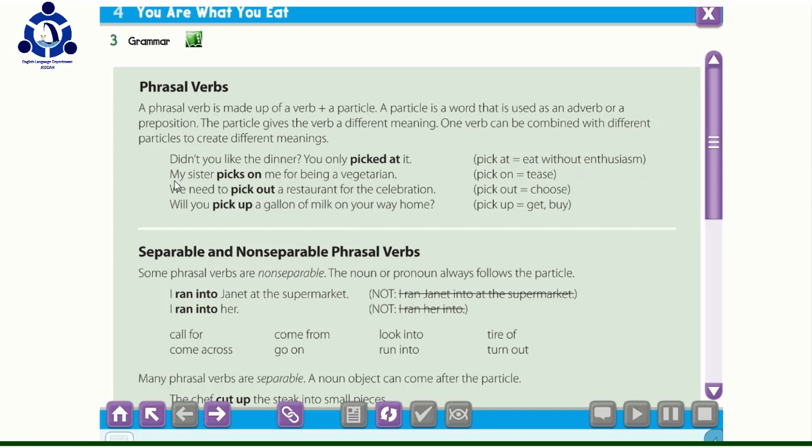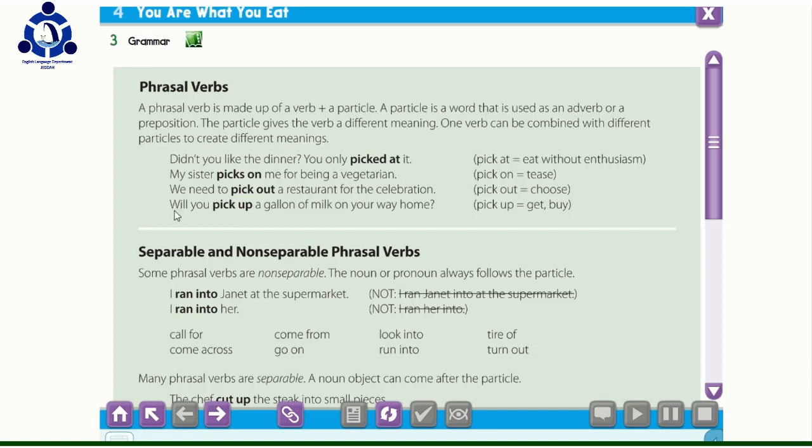Look at the second example. My sister picks on me for being a vegetarian. A vegetarian is someone who eats only vegetables. You know, he or they don't like meat. What's the meaning of pick on here? Pick on means tease: to make someone uncomfortable, either by doing something or saying something. So teasing, pick on. We need to pick out a restaurant for the celebration. What does pick out mean here? Pick out: choose.